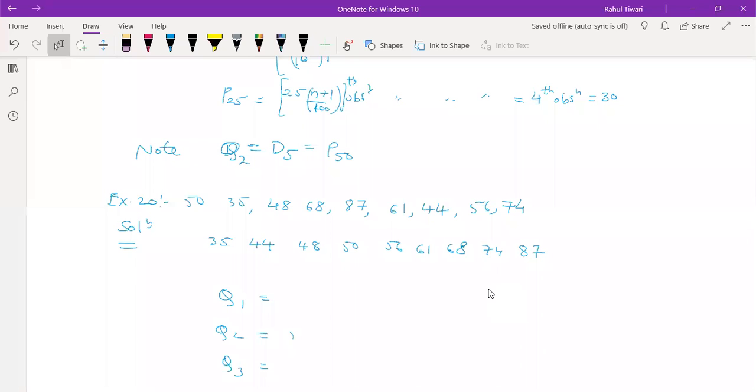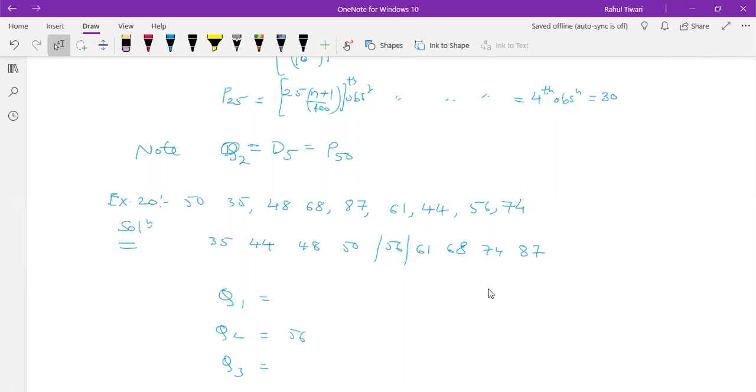Q2 means this is my middle value, right? So 4 from here, 4 from here. So my Q2 is 56. What about the Q1? 48, sir. How 48? Sir, 46. 46. Right. So how did you get that? Sir, I take the mean of 44 and 48.